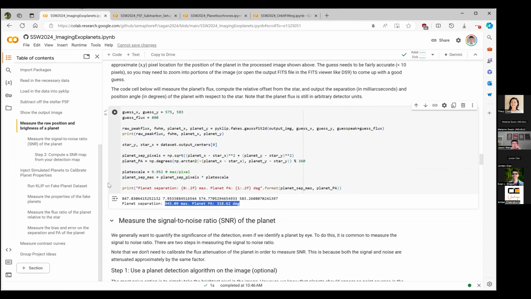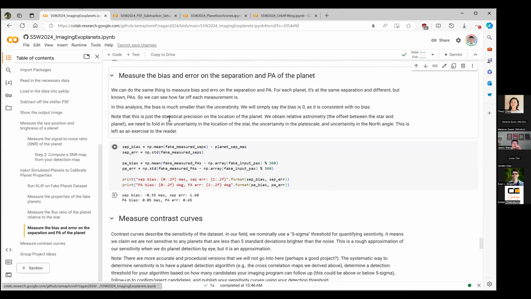You want to be fully thorough. You'll probably also want to inject fake planets in the 2021 data to make sure that the bias on the separation and PA of the planet is relatively close to 0. I can tell you the answer is yes, but if you want to be thorough, you can do that.